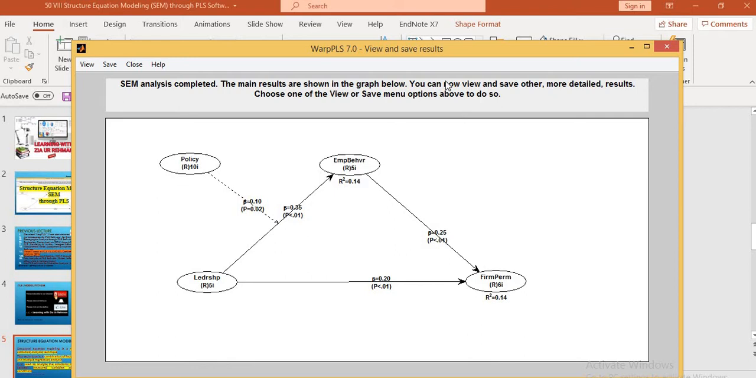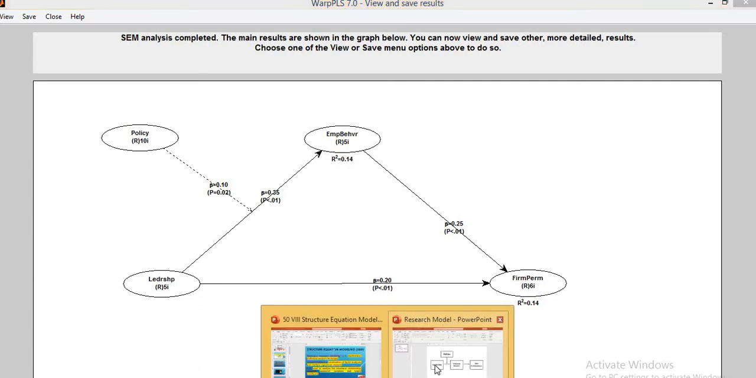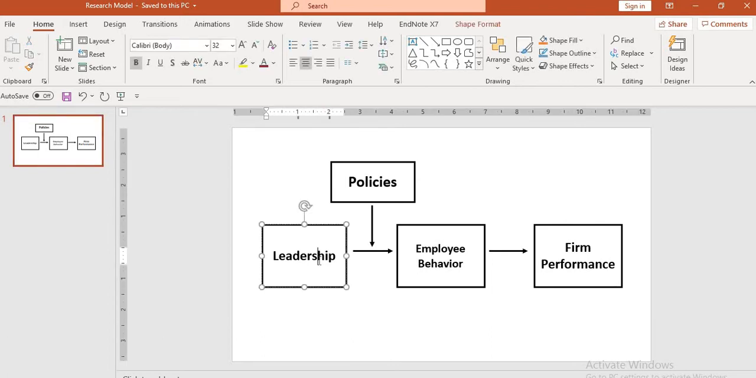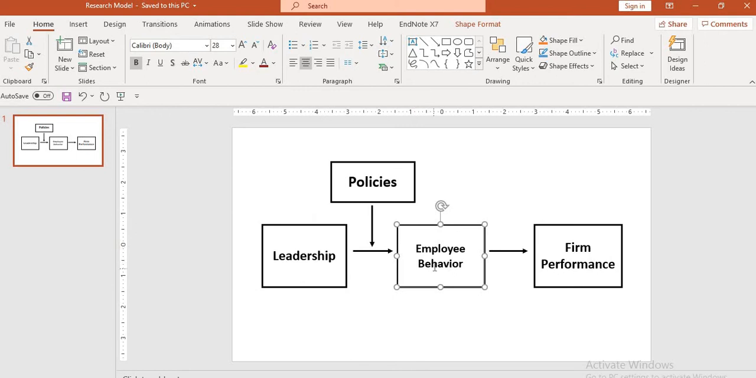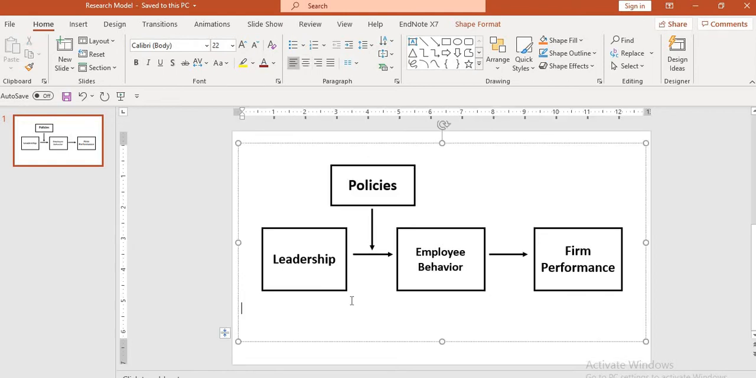This is a very simple model. You can see here, this is leadership. See it here in the PPT slides. This is the first variable, which is leadership. Then there is a mediator, employee behavior. Then there is a dependent variable, performance. Then there is a moderator, which is policies. This is actually a structure.